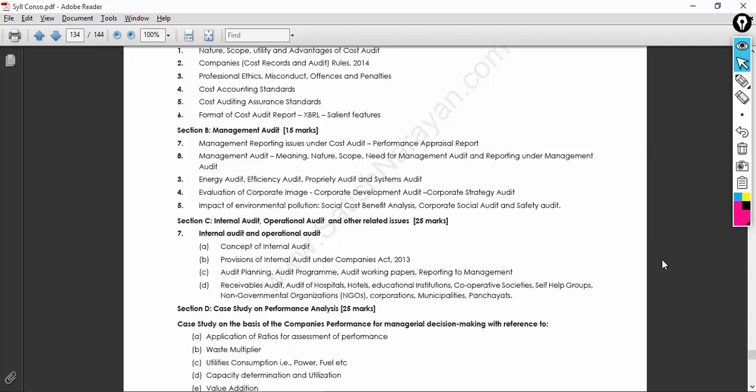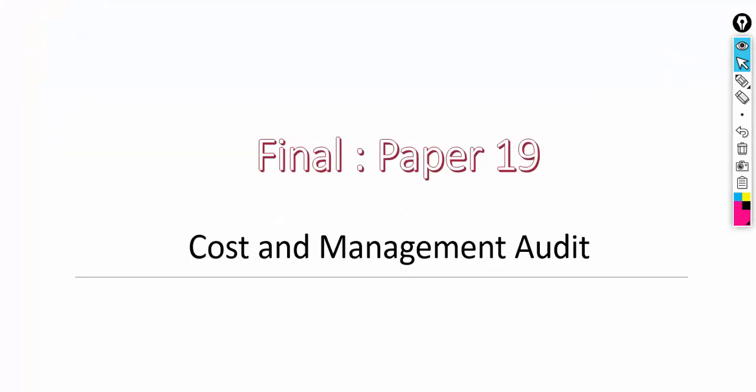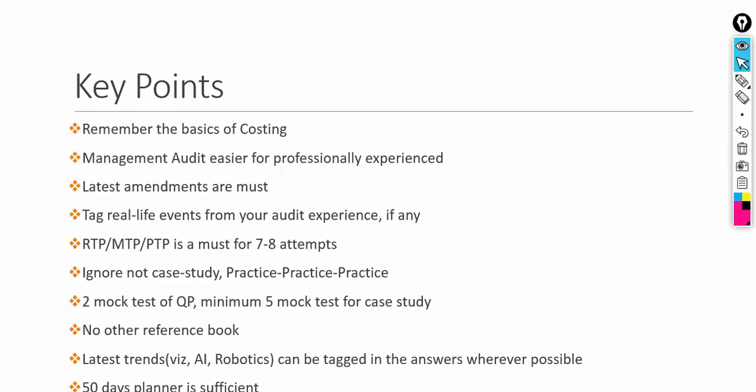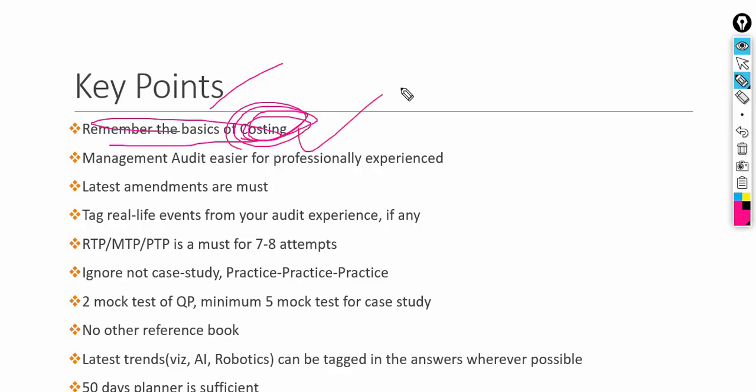Okay, great. So having said that, we'll go to the key points. This is an area that is very, very important which I don't want to miss. Key points: remember the basics of costing. Do not miss this one, because this is what will give you bread and butter in your future. That is the core. Do not forget that.